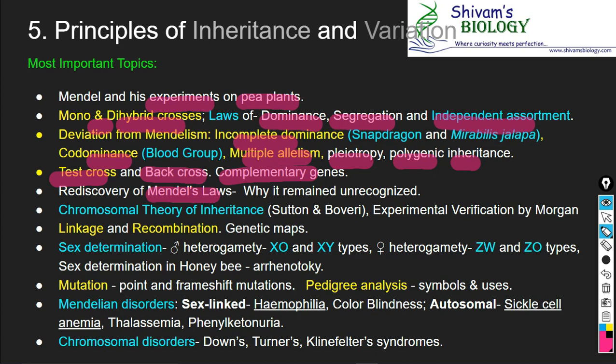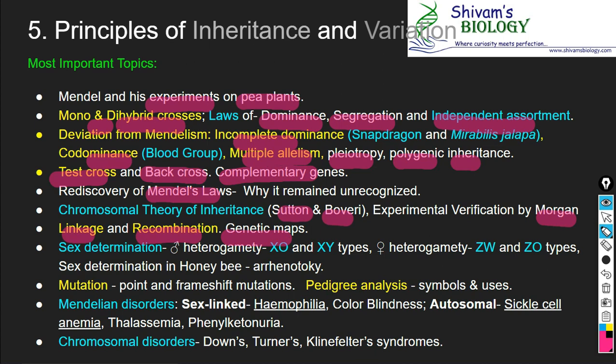After that, the chromosomal theory of inheritance, that was given by Sutton and Boveri, is important, and its experimental verification by Morgan, who worked on Drosophila melanogaster. After that, linkage and recombination is very important for both board and NEET exam. Genetic maps, genetic mapping and its concept, that was given by a student of Morgan. You must have studied it in your textbook.